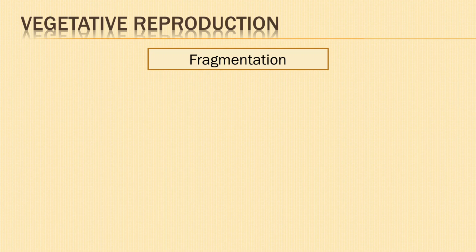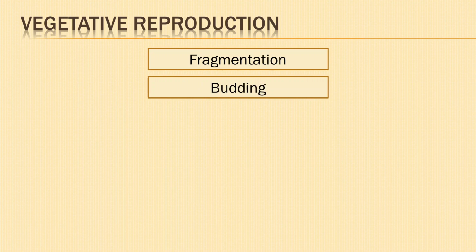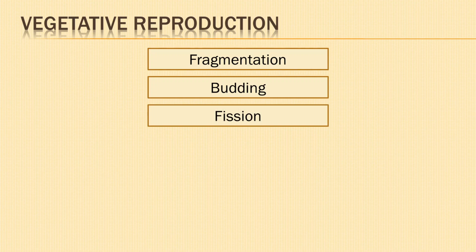The fungal mycelium breaks into several fragments and each grows into a new individual, seen in Rhizopus. Budding, as the name suggests, a small bud-like structure is formed on the parent cell and gets detached to form a new individual, seen in yeast. Fission. The parent cell divides into two equal halves and each half develops into a new individual. Again, example is yeast.